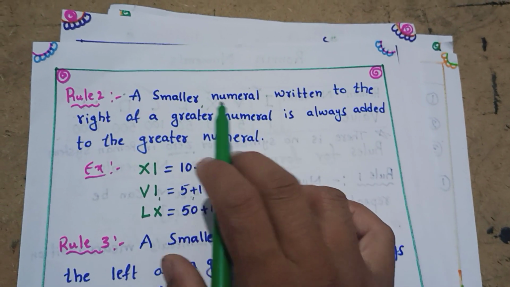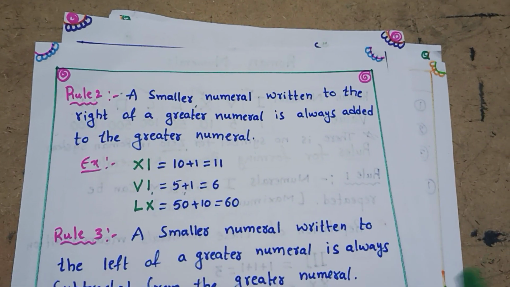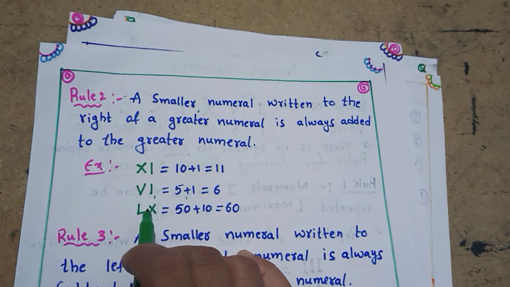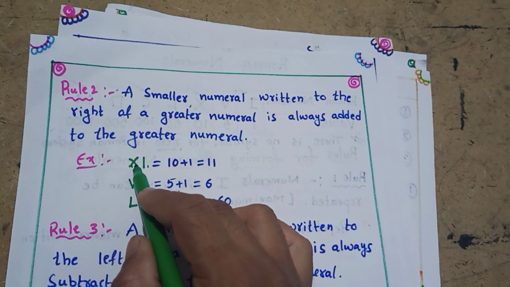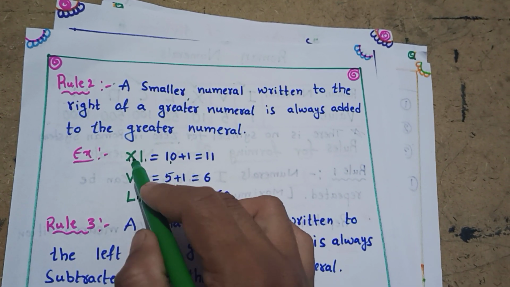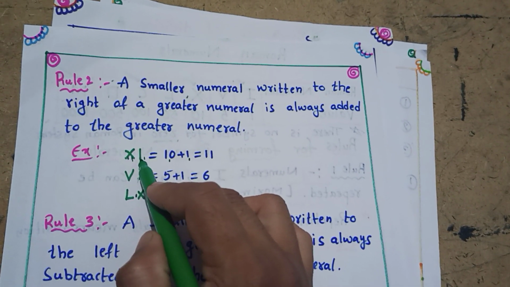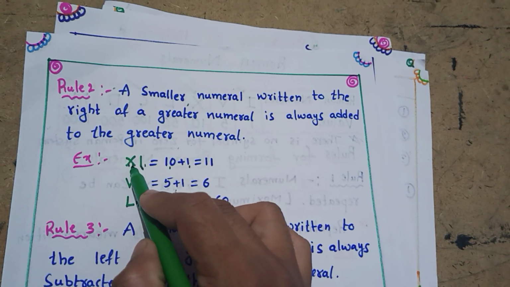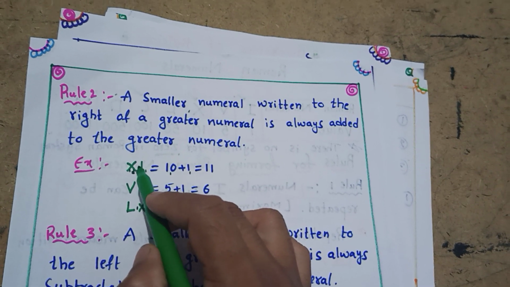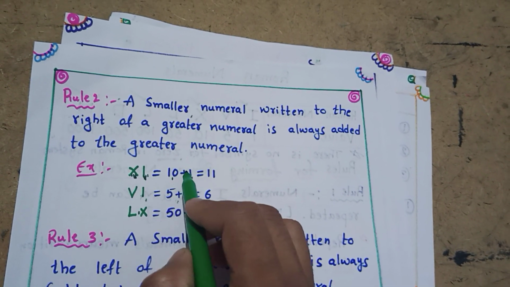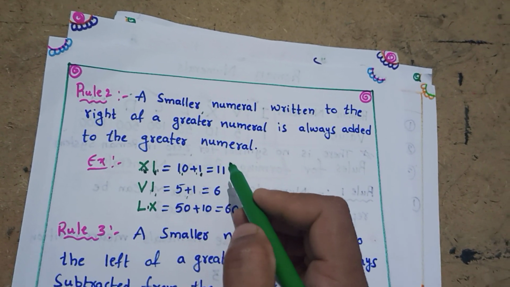Rule 2: a smaller numeral written to the right of a greater numeral is always added to the greater numeral. For example, I have taken 3 examples. XI. In these two, what is the value of X? The value of X is 10. What is the value of I? It is 1. Here I have written the smaller numeral to the right side of the greater. I is smaller, X is greater. If you write a smaller value to the right side of a greater value, it should be added to the greater value. That means 10 plus 1 is 11.